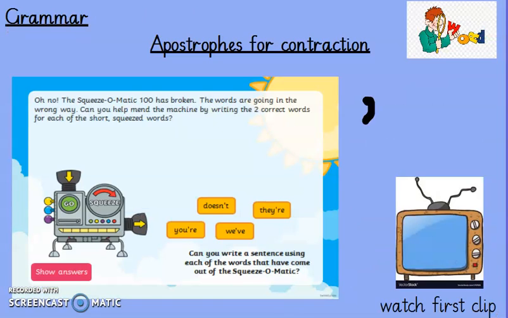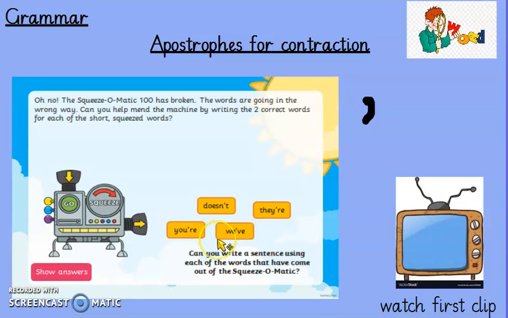Okay, so your grammar focus for this week is apostrophes for contraction, okay? And basically it's just two words that are squeezed together and sometimes some letters are removed or taken out. An apostrophe, which looks a bit like a number 9, is added to show that some letters are missing. So for example, I have here doesn't. So the two words that it's squeezed together there is does not. There, they are. We've, we have.